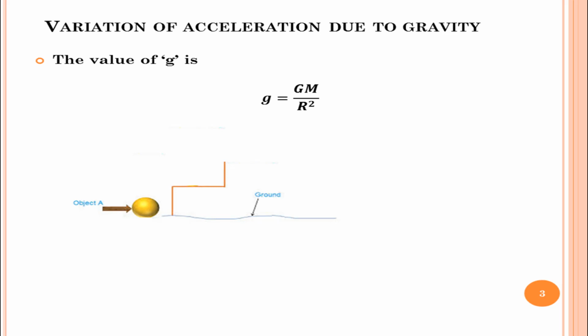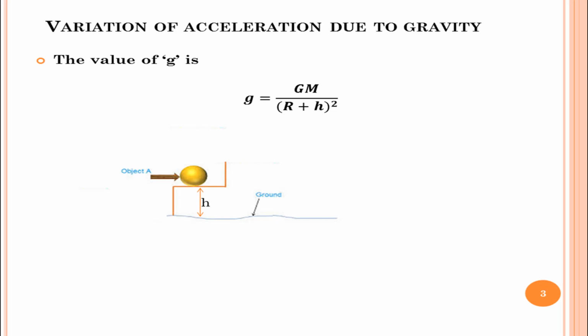Suppose the object is at a particular height. Let's say the height is equal to h. Then the value of small g, that is acceleration due to gravity, becomes equal to capital G into capital M divided by (r plus h) the whole square. Since the r value is increased in the denominator, the value of acceleration due to gravity, small g, will decrease.